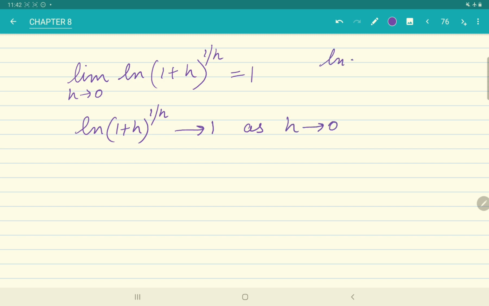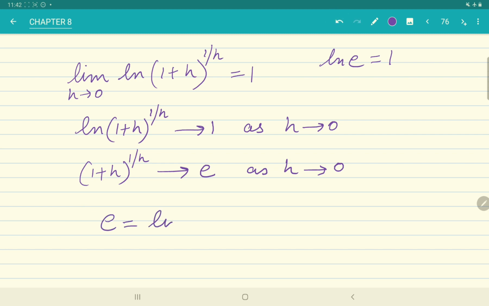Since I know that ln e is equal to 1, e raised to the power 1 is equal to e, that just means I can write 1 plus h raised to the power 1 by h. This tends to e as h tends to 0. And that means I can write, in other words, e is equal to limit h tending to 0 1 plus h raised to the power 1 by h.